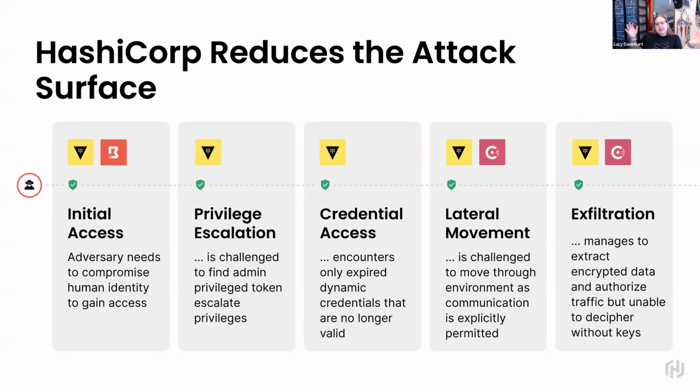So for the initial access, you'll need to compromise human identity to gain access. For example, you'd need to steal SSO credentials or bypass MFA. If you get inside, the next challenge is to find a token that can escalate your privileges. And thanks to the principle of least privilege, that should be very tricky.